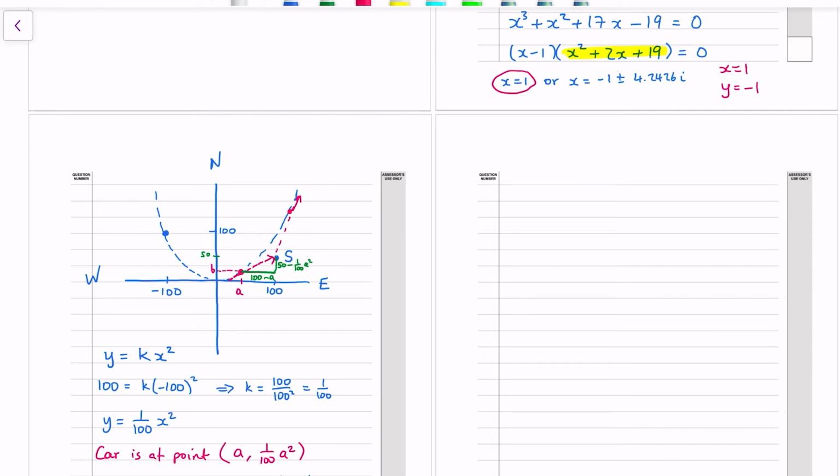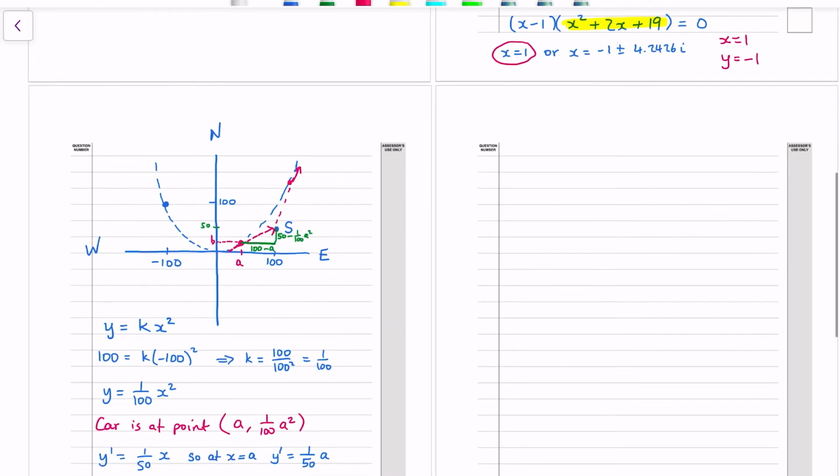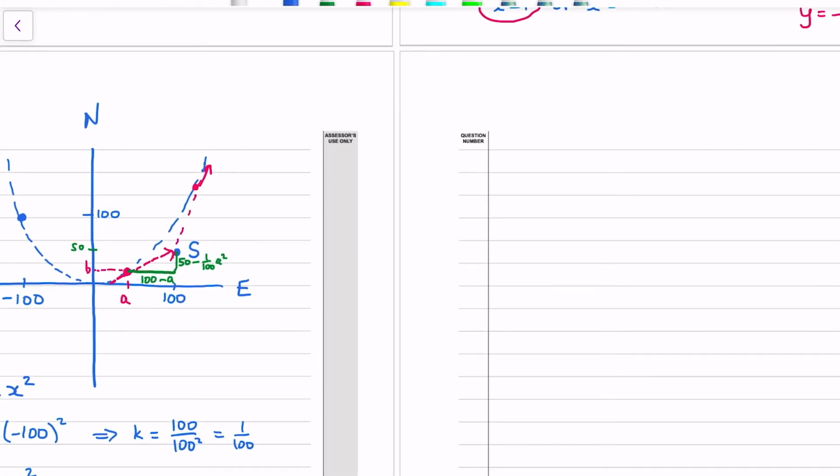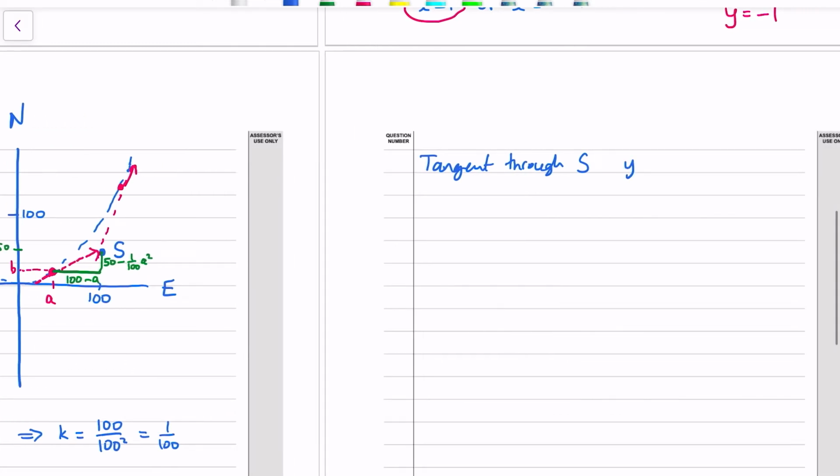The other way that you could go about it is to use the discriminant. So you could say, let the tangent that goes through the point S have the equation y minus 50 equals m(x minus 100), where the slope of the tangent is m.